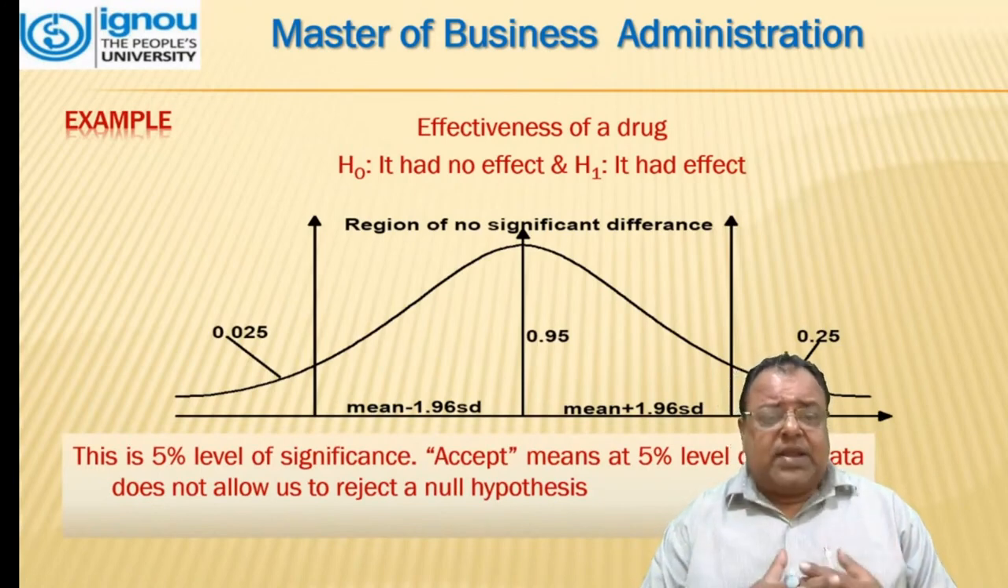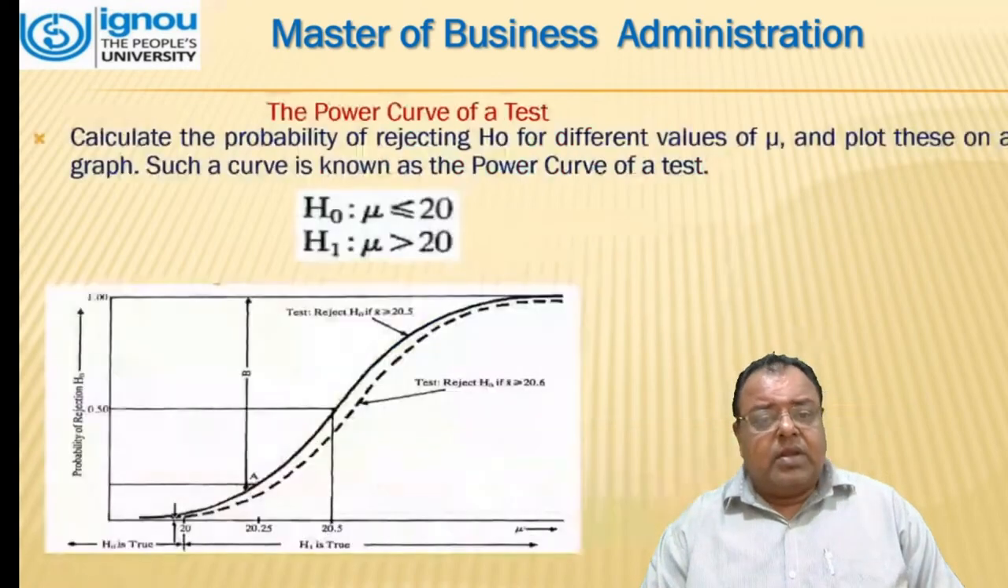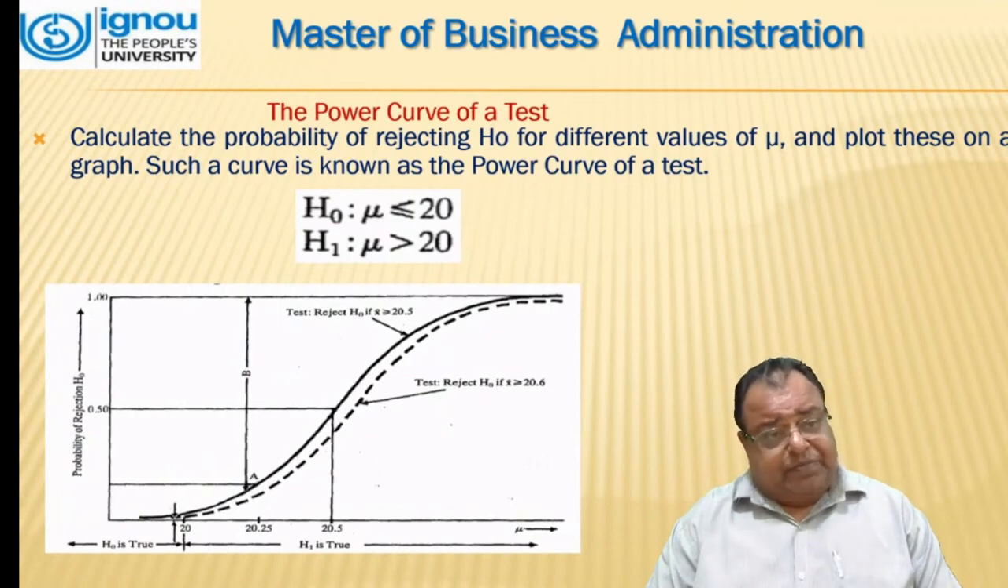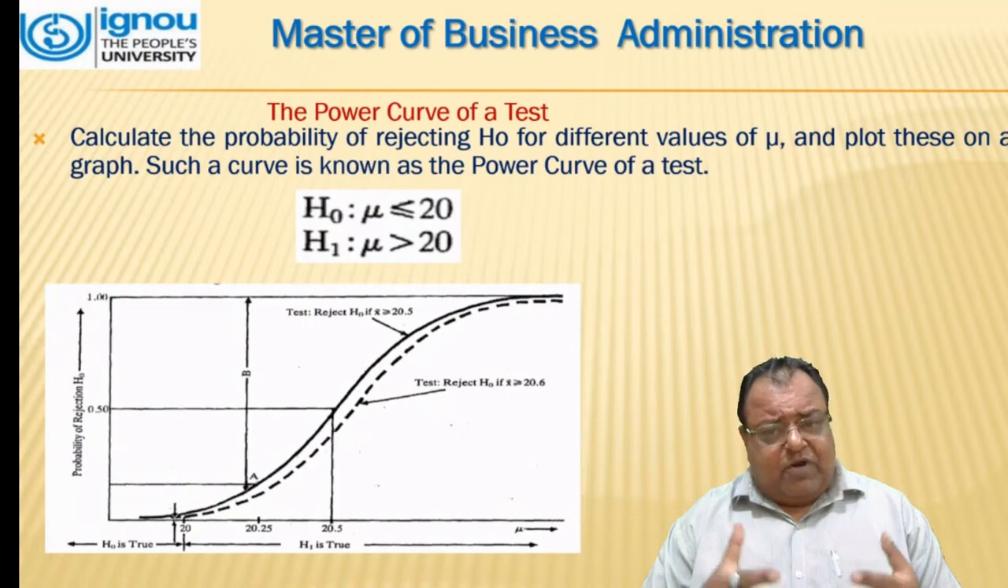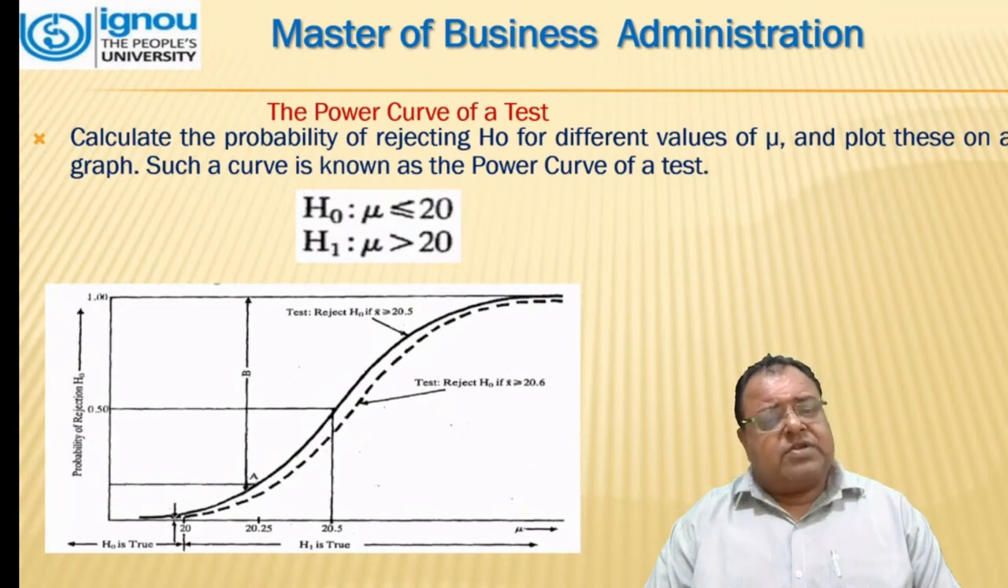The significance region of the no significant difference is in between. Now, power curve for a test. Calculate the probability of rejecting H0 for different values of mean, and we plot these on a graph. Such a graph is known as the power curve of a test.